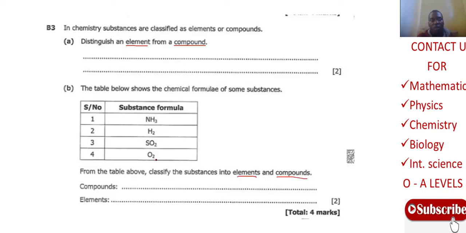Compounds. Now, when you look at oxygen, oxygen is just a diatomic element. So this one is an element. Then hydrogen is also a diatomic element. Then this is ammonia here. In ammonia, we have nitrogen and hydrogen. So it's a mixture, this one, which has just been chemically combined. So this one is a compound. Okay, so that one is a compound. And this one also we have sulfur and oxygen, meaning it is also a compound.